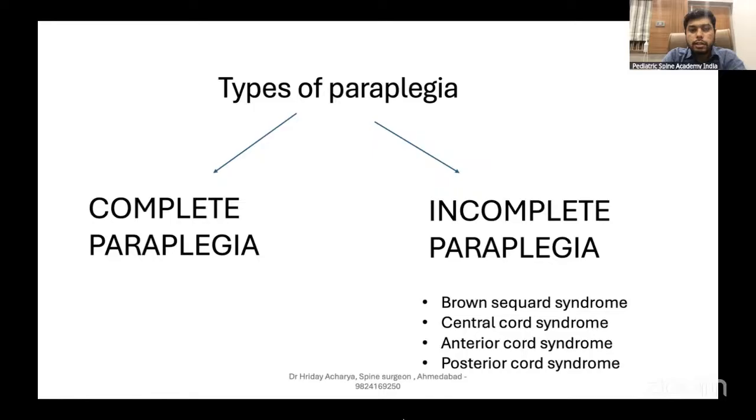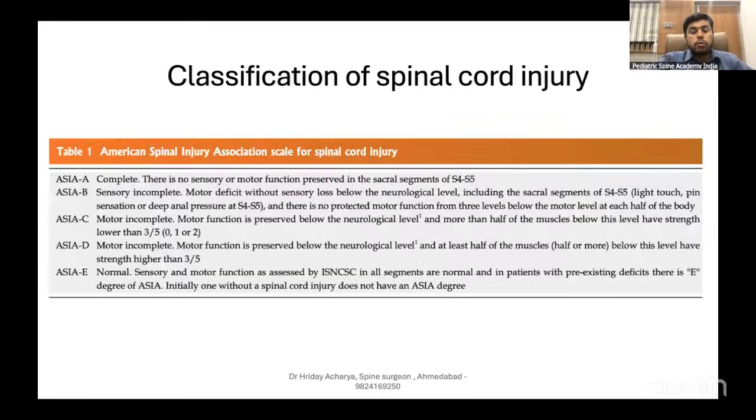Incomplete paraplegia is where there is some movement or sensory that is preserved, divided into four types: Brown-Sequard syndrome, central cord syndrome, anterior cord, posterior cord. All of this which you can find. So today we are going to focus on rehabilitation only.